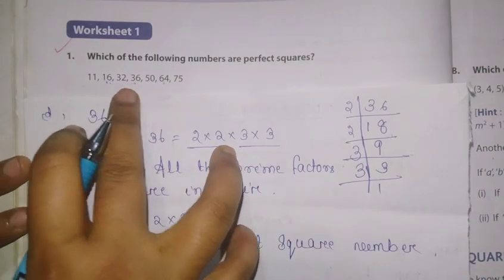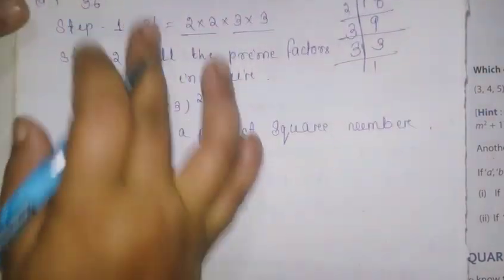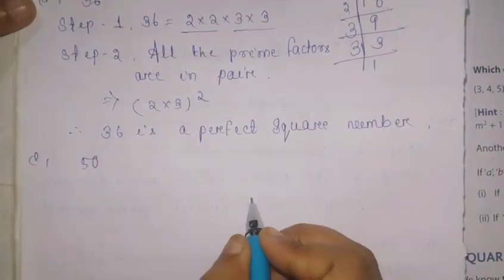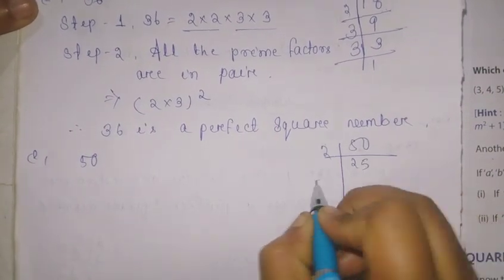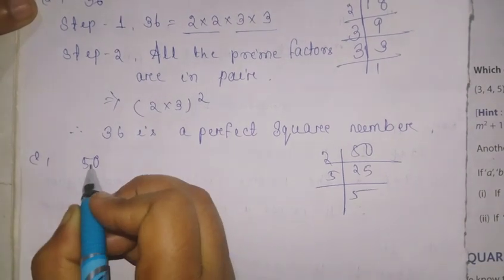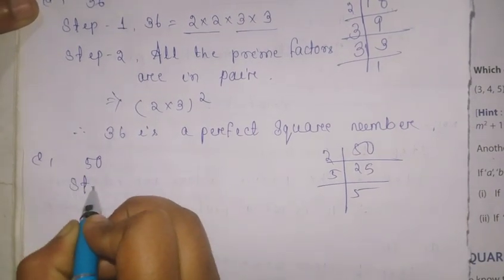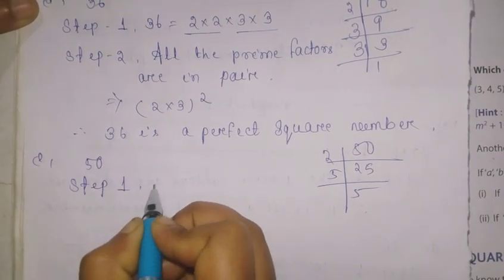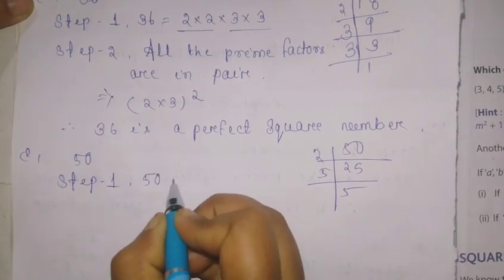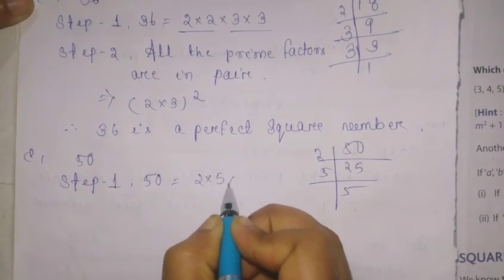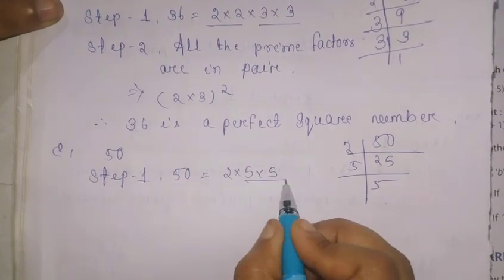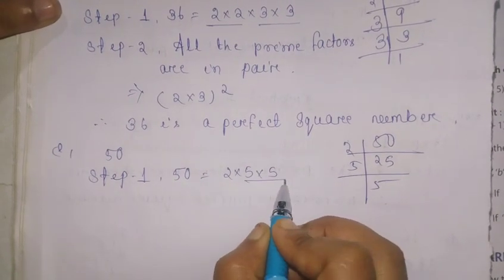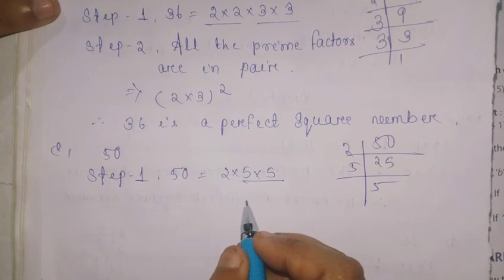Then we solve 50. First we find its prime factorization. Step 1. 50 equal 2 into 5 into 5. Then we make its pair. All the prime factors are not in pair.